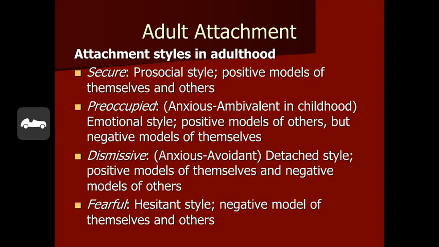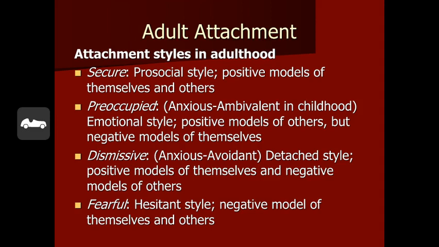They don't want you counting on them too much, because the anxious avoidant person assumes that eventually the relationship will end, and they are fine with that because they have me, myself, and I, positive model of self, but negative model of others. And lastly, the fearful style has a negative model of both themselves and others.